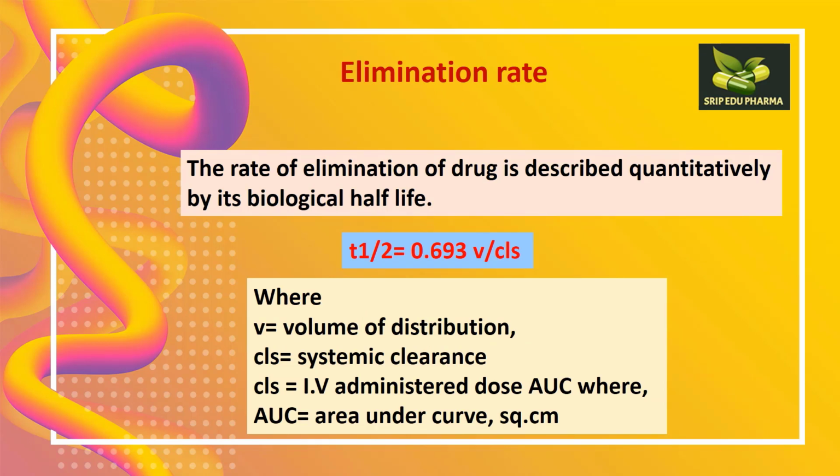When we discuss the elimination rate, the rate of elimination of the drug is described quantitatively by its biological half-life. We have already discussed that biological half-life should be between 2 to 6 hours for controlled release formulations. And if we see the formula, then biological half-life is equal to 0.693 V by CLS. Here V is the volume of distribution and CLS is the systemic clearance. And systemic clearance is obtained from an IV administered dose, in which the area under the curve is observed and accordingly the T half is calculated.